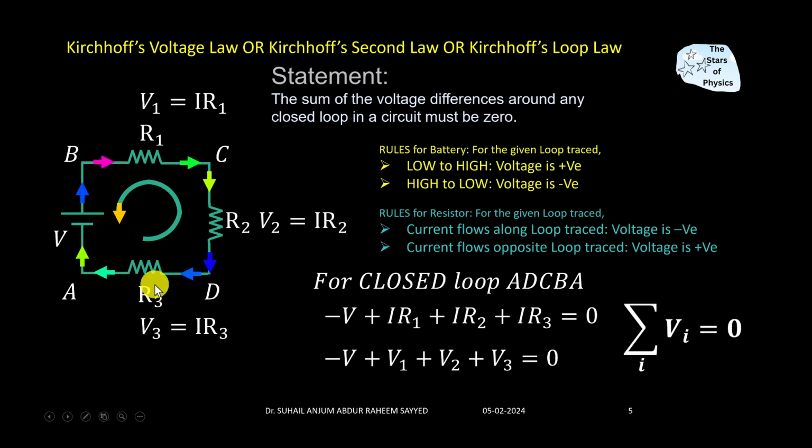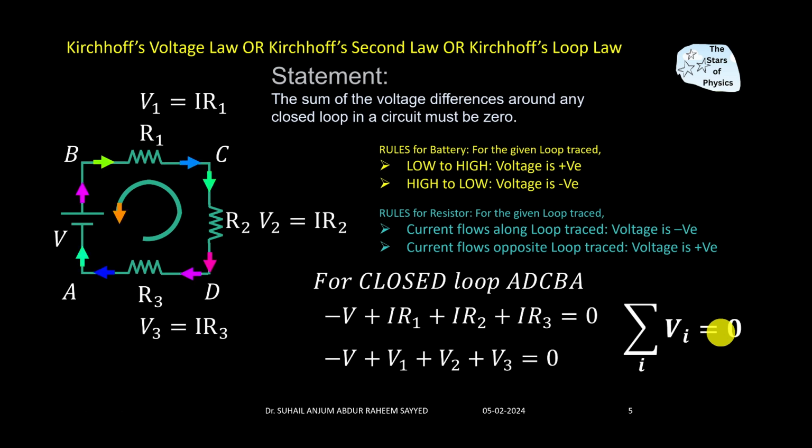And similarly for this third resistance, it will be plus I times R3 is equal to 0. Now we will just substitute the values of I R1, I R2 and I R3 as V1, V2, V3. So we get minus V plus V1 plus V2 plus V3 is equal to 0. And in this case again, we can generalize Kirchhoff's voltage law as summation over i of V subscript i is equal to 0.